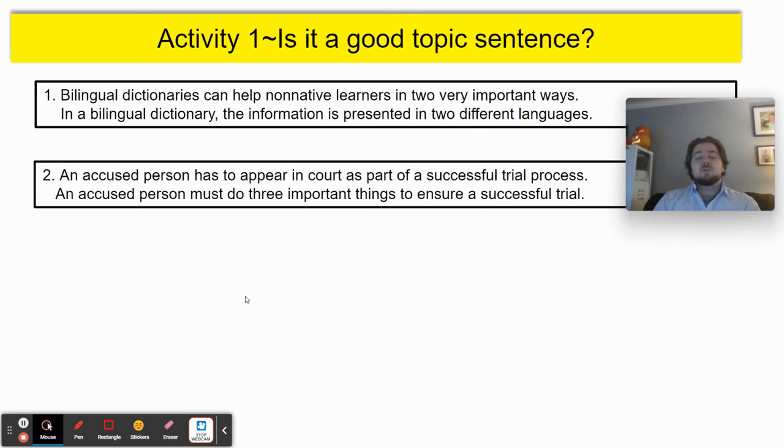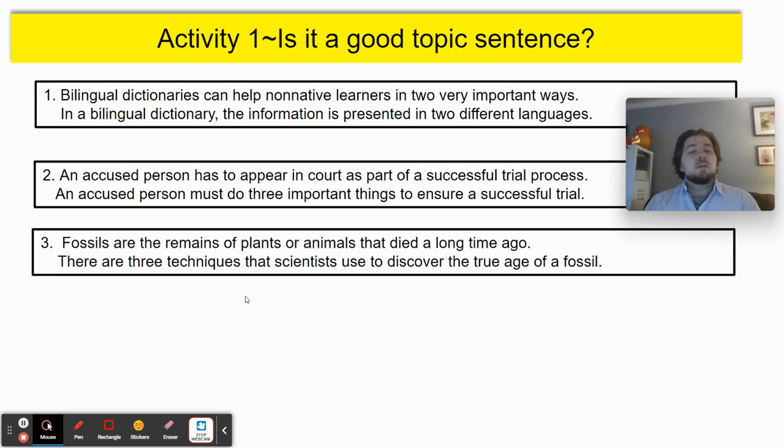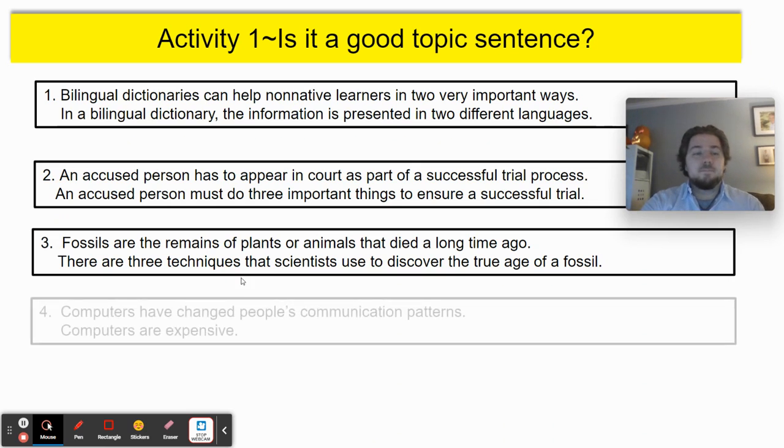An accused person has to appear in court as part of a successful trial process, whereas an accused person must do three important things to ensure a successful trial. As we can see, the first sentence is simply a fact, whereas the second sentence, once again, is basically touching on what they're going to be explaining in the following paragraph. Then we've got the next one. Fossils are the remains of plants and animals that died a long time ago. Once again, that's simply a fact. Whereas the second sentence, there are three techniques that scientists use to discover the true age of a fossil. That's talking about the topic of the paragraph.